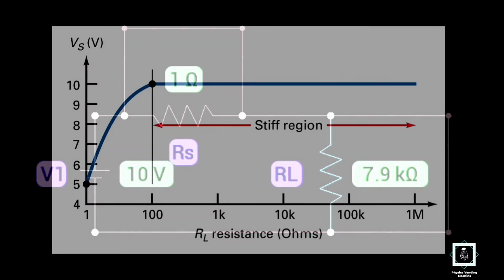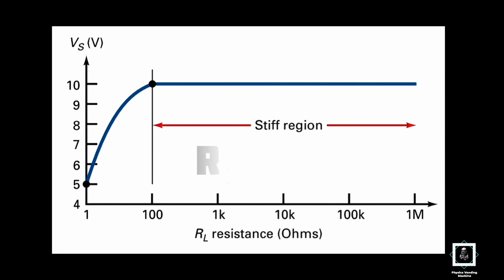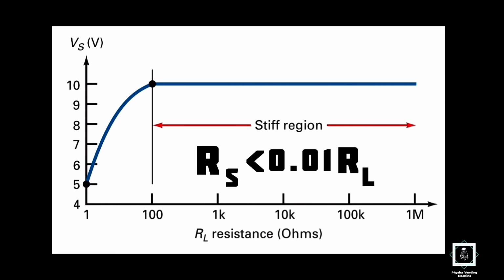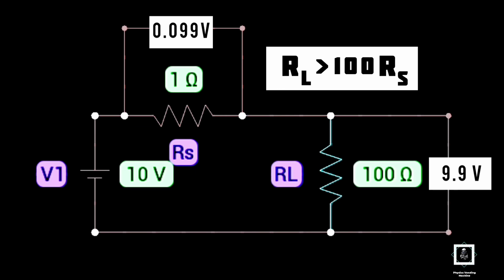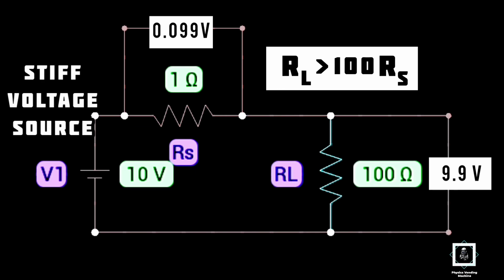To achieve this state, the source resistance should be at least 100 times smaller than the load resistance. Or in other words, you can say the load resistance is 100 times greater than the source resistance. If any source satisfies this condition, then it is a stiff voltage source.